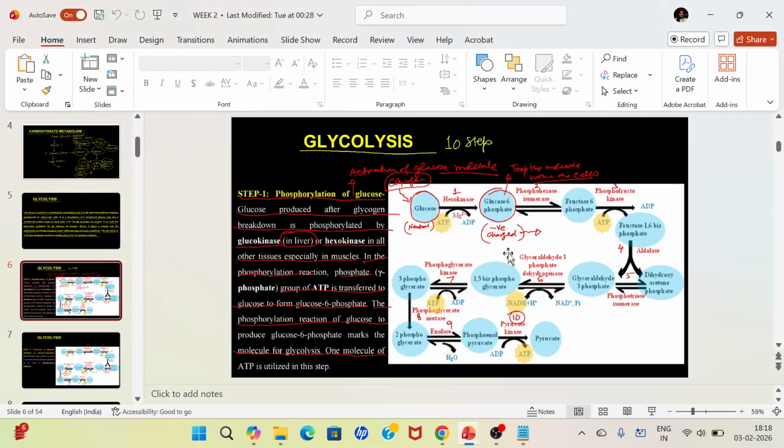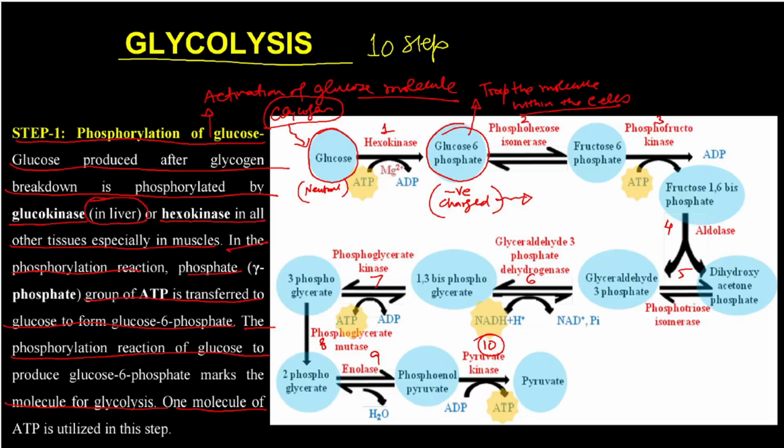So the steps involved in glycolysis are: step 1, as I told you, it is a 10 step reaction. Step 1 is phosphorylation of glucose. Basically, it is the activation of the glucose molecule so that it can be further utilized by the different enzymes involved in glycolysis. So glucose is produced after glycogen breakdown. Glycogen, as I already told you, is the storage form of glucose, which is stored in the liver.